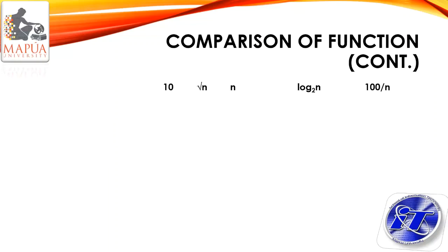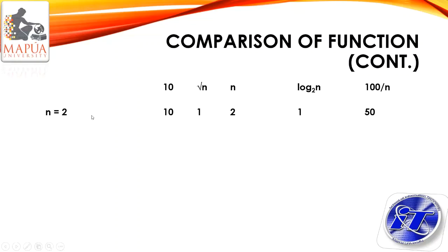Another example. We have 5 algorithms that run: the first algorithm runs in 10, the second in square root of n, the third in n, the fourth in log n, and the fifth in 100 divided by n. We're going to determine which is the best, or the ranking, which has the lower growth rate. Okay, so let's consider n equal to 2. This is the result.